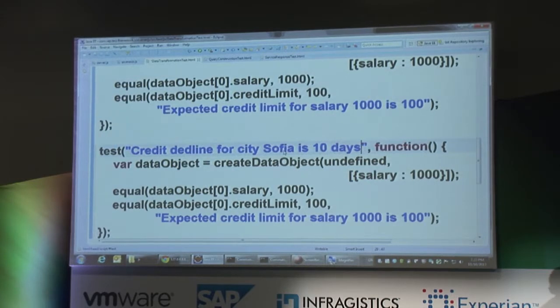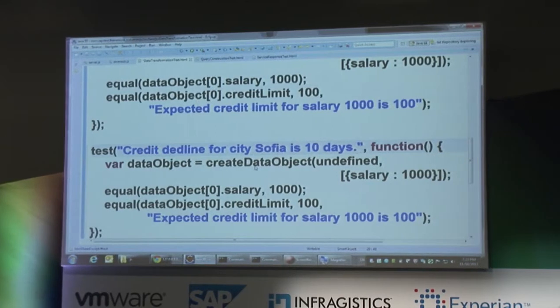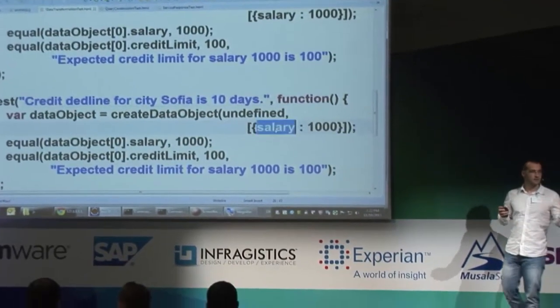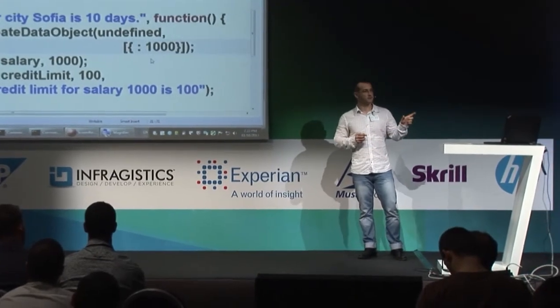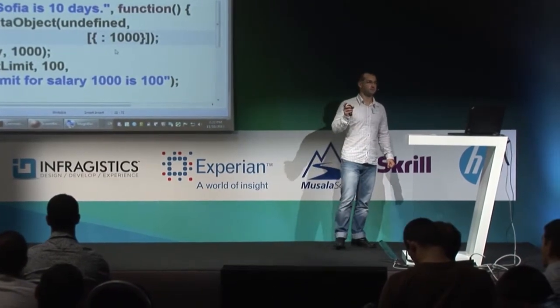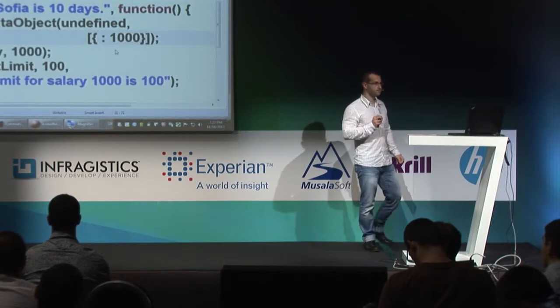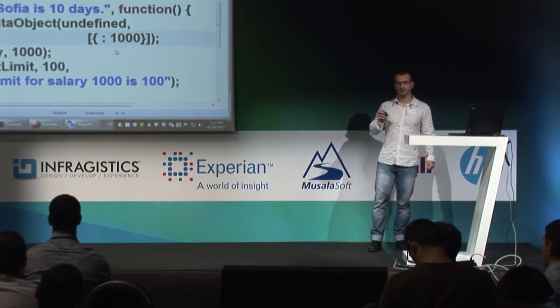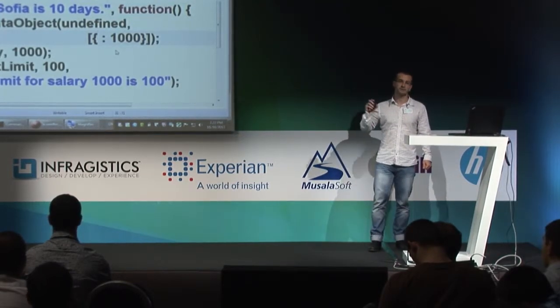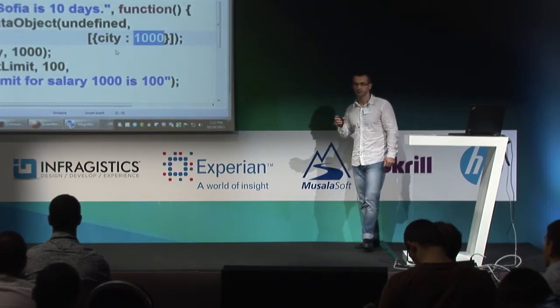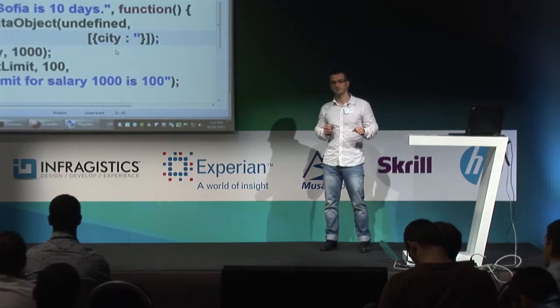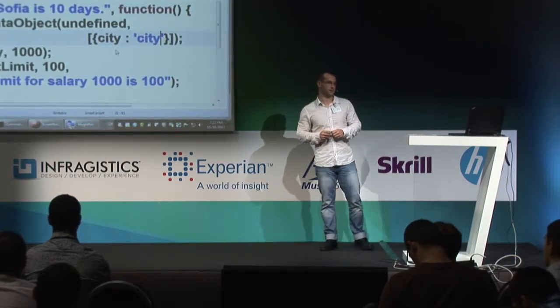You may see the create data object function. This is my productive function. As input, it gets the result from the query execution. And the result here for this test is the city. So I expect city to come from the database. And because my test is for City Sofia, I expect the database to return City Sofia.